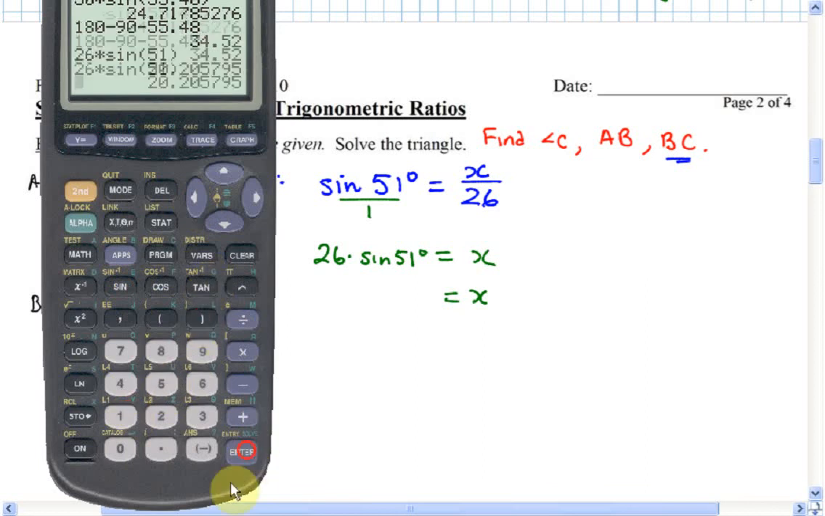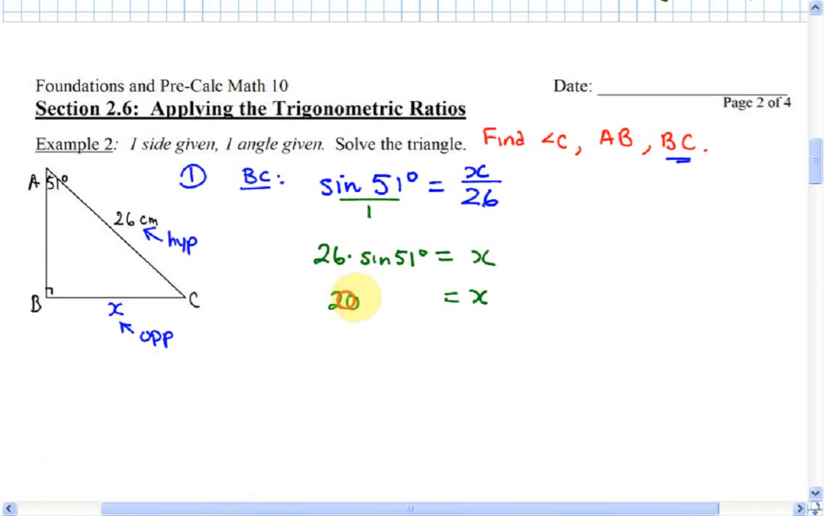And what's the answer here? About 20.2? Yes or no? Yes, okay, good. Then I heard some people shout, go find angle C, go find angle C. Okay, I'll find angle C. How could you find angle C?